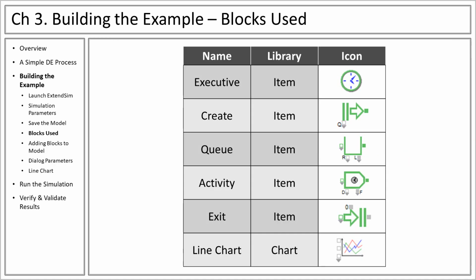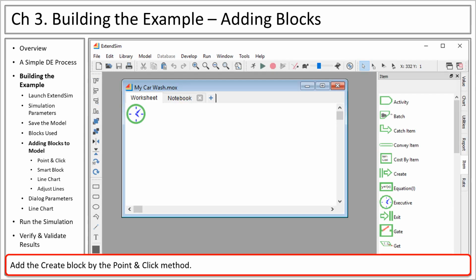We will use a handful of blocks shown here. The blocks that we will be using include the executive, the create, queue, activity, and exit, as well as the line chart. There are 2 methods we will be using to build this model, the point and click method and the smart block method.